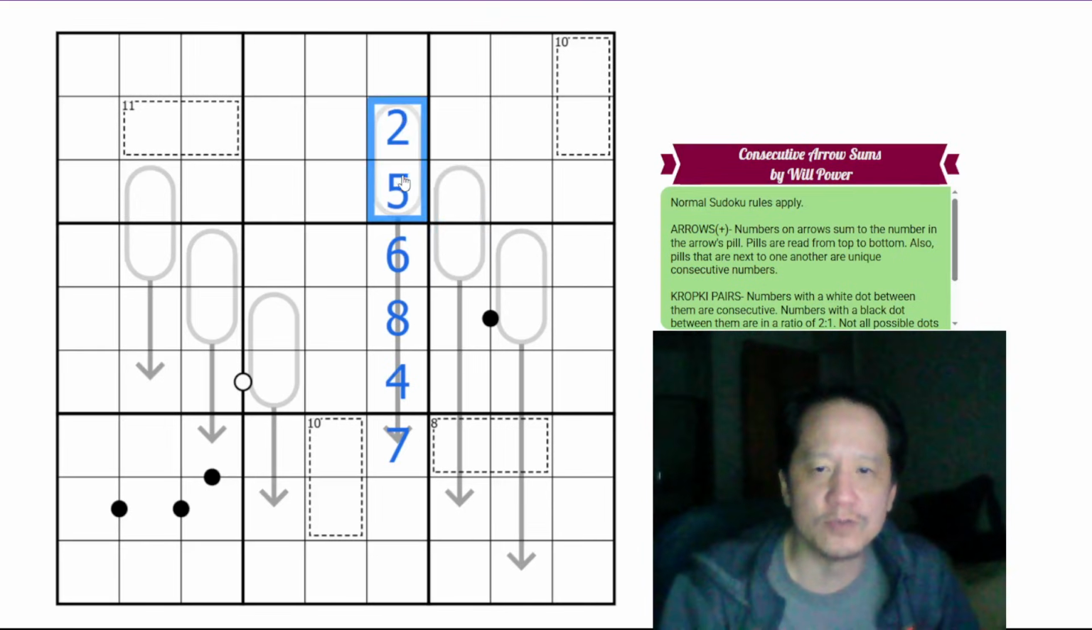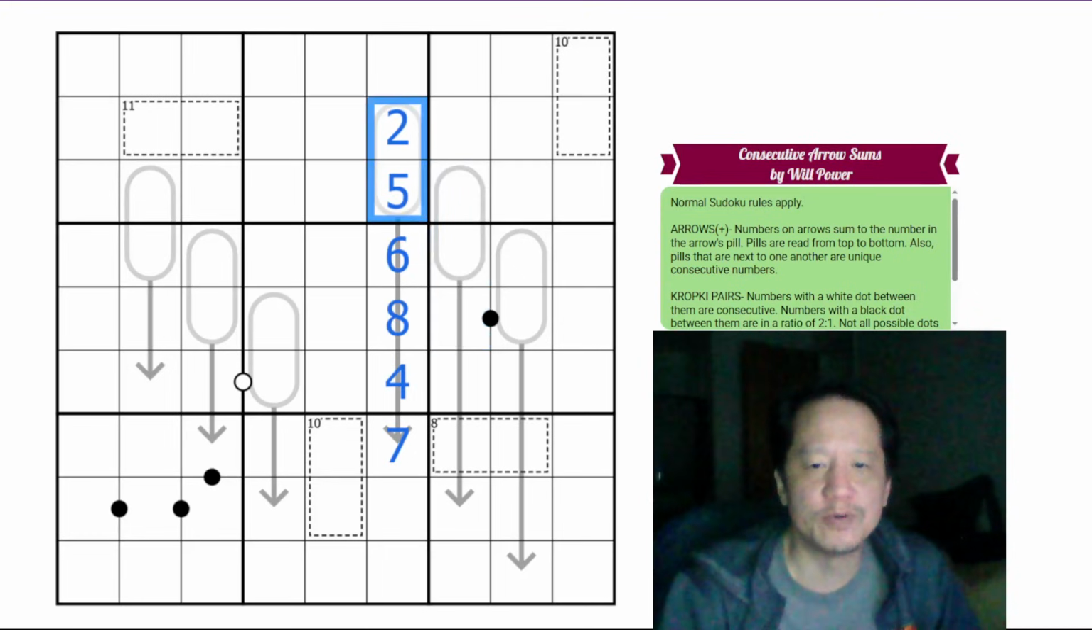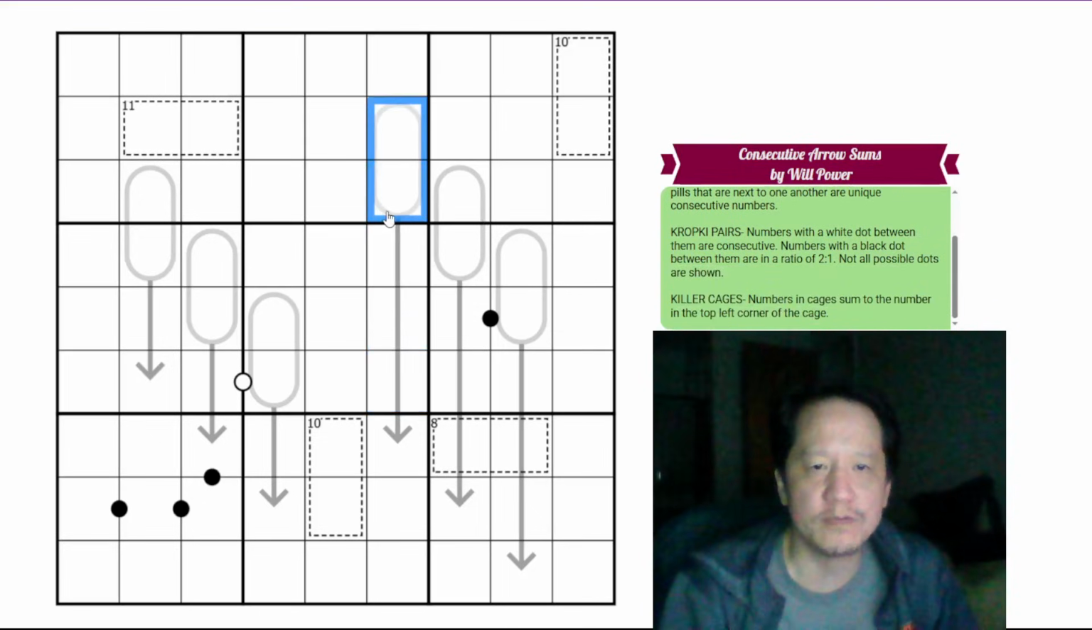And pills that are next to one another are unique consecutive numbers. So this must be consecutive with this digit. So this would have to be 24 in this case, if that were the case. And those are examples of how the arrows work. And in addition, we have this constraint that these must be consecutive. So imagine sort of like a white dot that was between all of these cells.